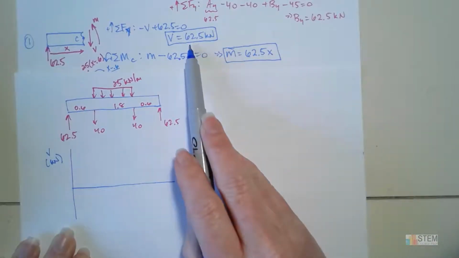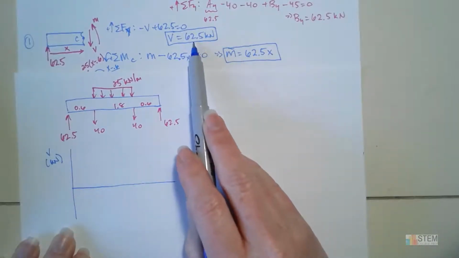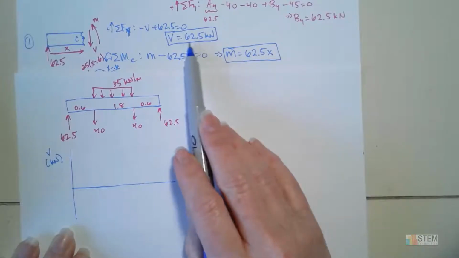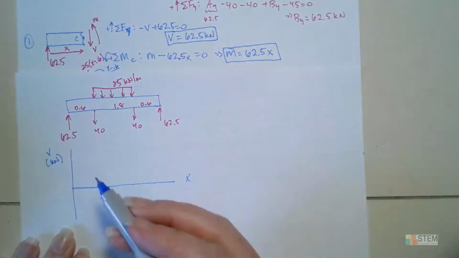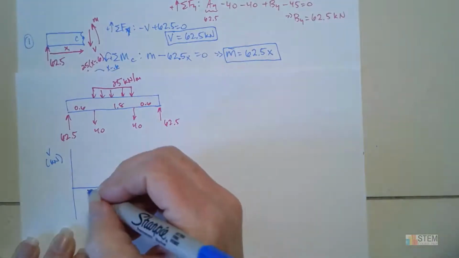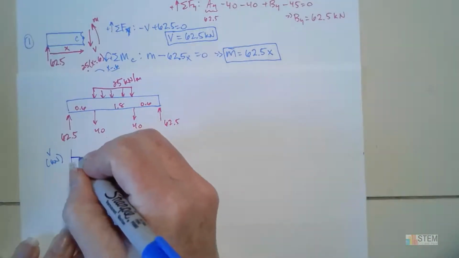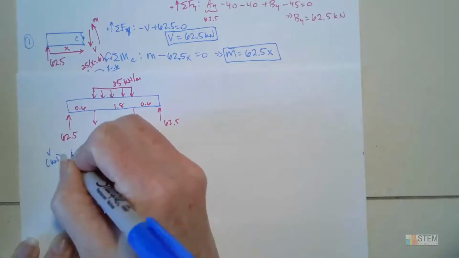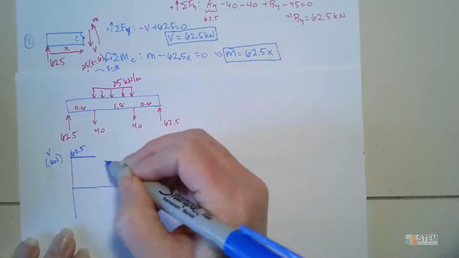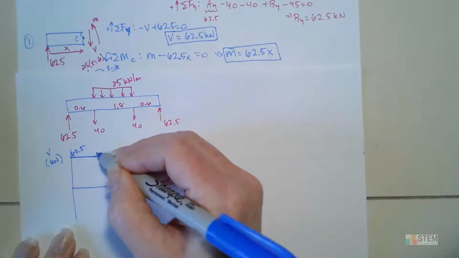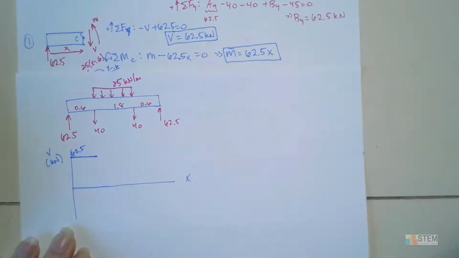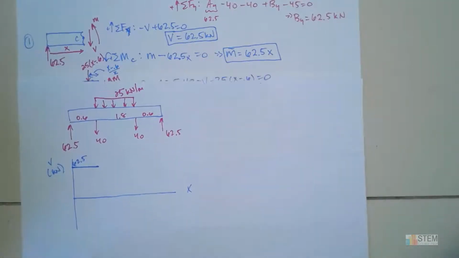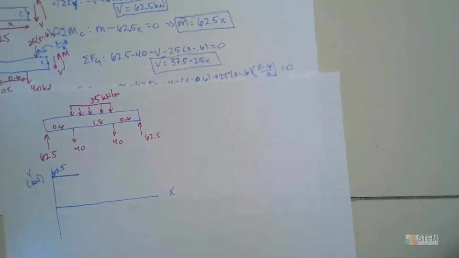So for V, for the first section, we're going to have 62.5. All right, so this is going to be our value for V until we get to that 0.6 and beyond. So let's start up here. We're going to be at 62.5, and right below where that 40 is, you'll stop. Now, we'll do the moment diagram in just a minute.